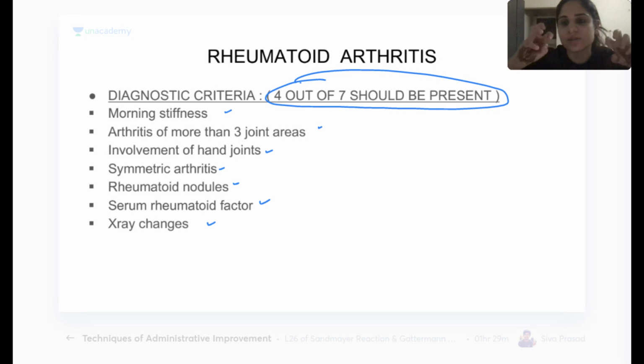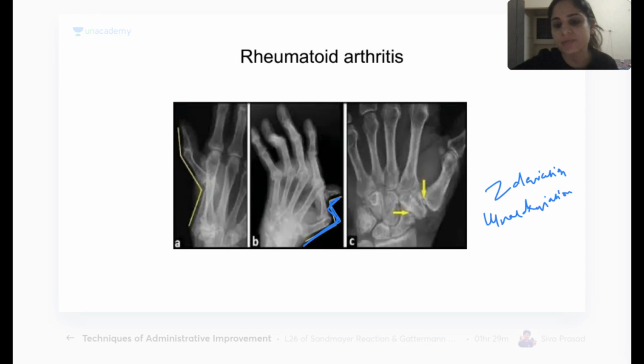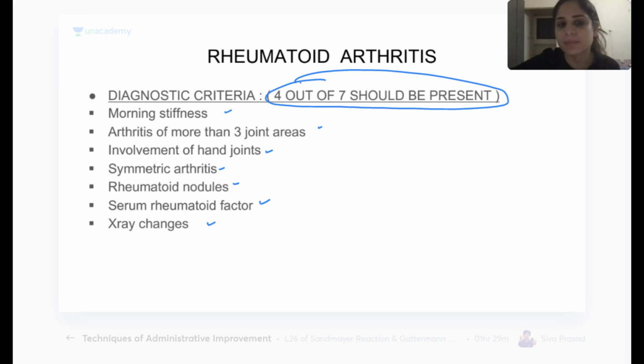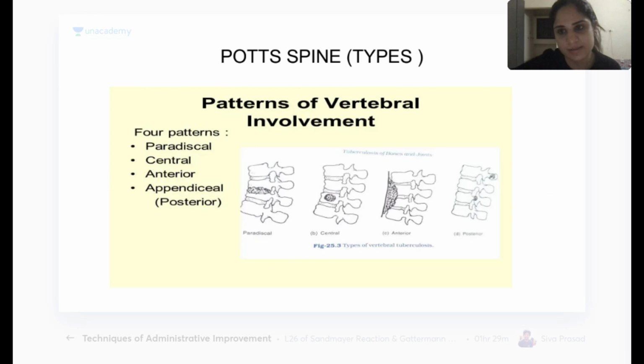The hands were not moving, so there is involvement of hand joints. Both hands are involved, so it is symmetric arthritis. Then you start wondering what is wrong with you. Then you see the presence of rheumatoid nodules also. So you go immediately to the doctor and get your levels checked. Your serum rheumatoid factor levels are very high, and then he asks you to do an X-ray where you see all these changes: swan neck deformity, Z deviation, and boutonniere deformity. That's how you can remember the 7 criteria of rheumatoid arthritis. Clear?